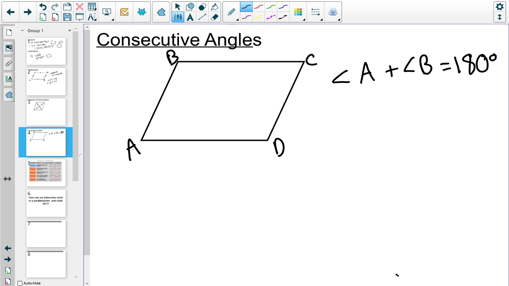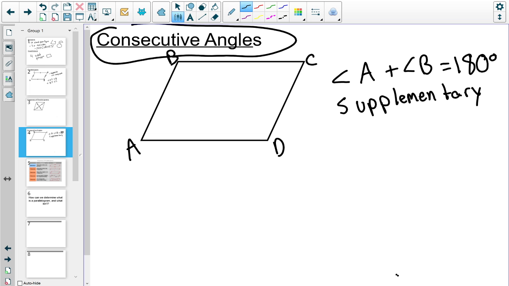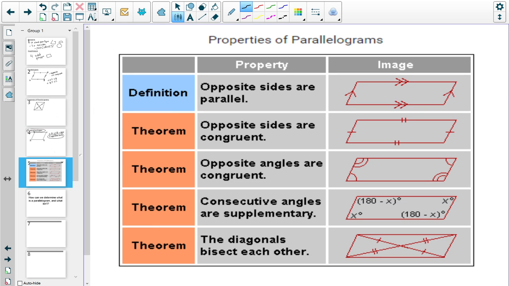We had a term for that. Think of that term. Supplementary. I'm hoping that some of you thought it before I said it. Supplementary angles are 2 angles that add together to equal 180 degrees. And that's the property here that we're really trying to learn, that on parallelograms, consecutive angles are supplementary. Remember that.